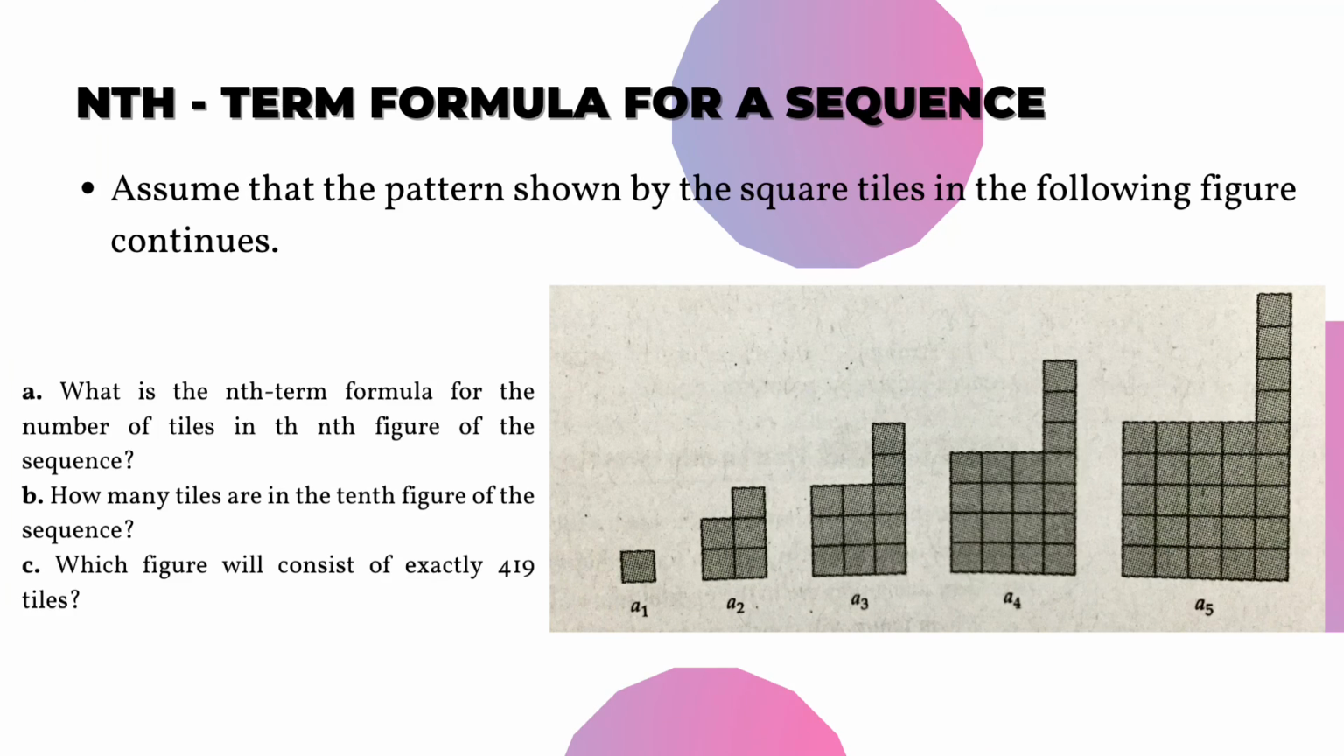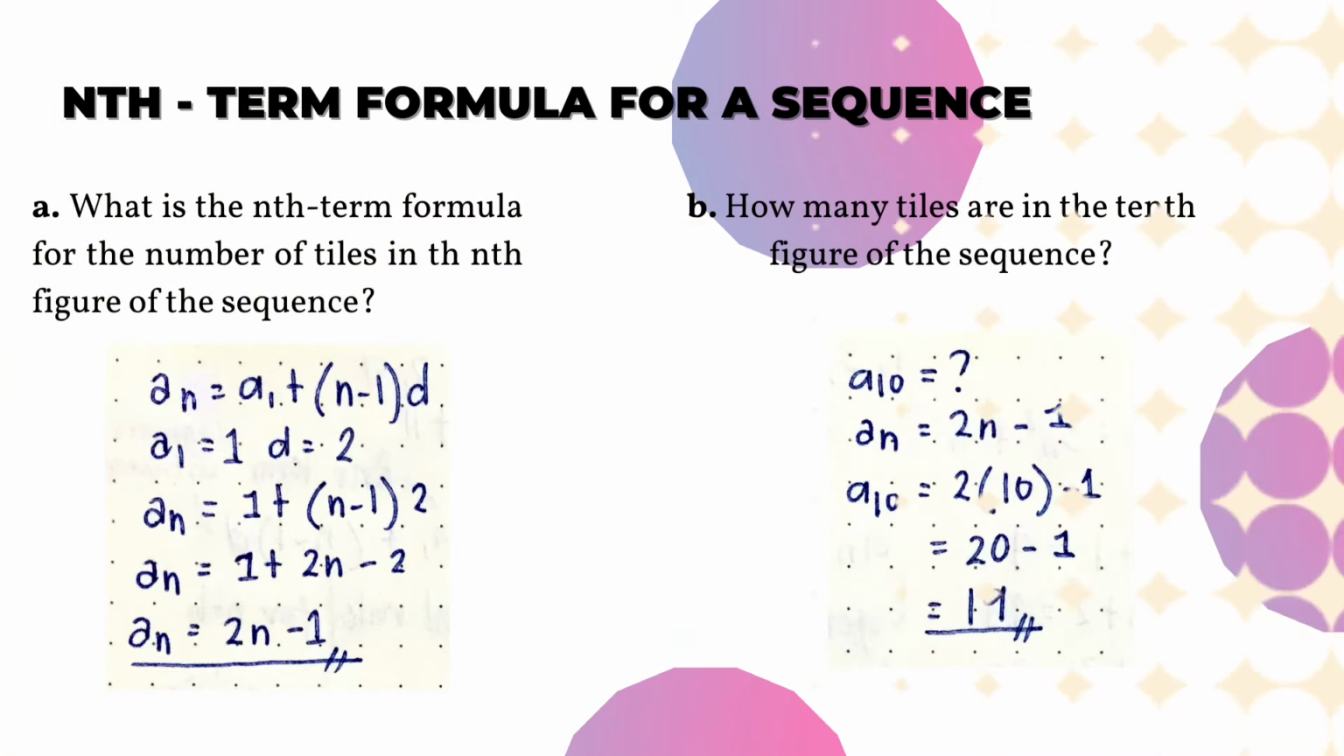Let us have another example. Assume that the pattern shown by the square tiles in the following figure continues. A. What is the nth term formula for the number of tiles in the nth term figure of the sequence? B. How many tiles are in the 10th figure of the sequence? C. Which figure will consist of exactly 419 tiles? So, sa next slide, sasagutan natin yan. Bale, ito lang po yung previous slide kasi andun po yung mga figures, para mas maintindihan nyo po kung ano po yung sinasabi ko.